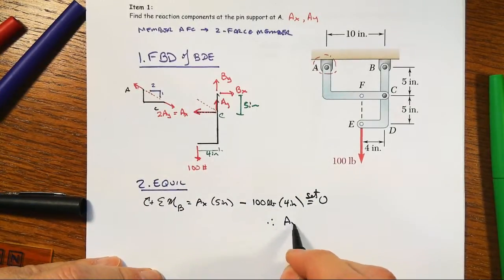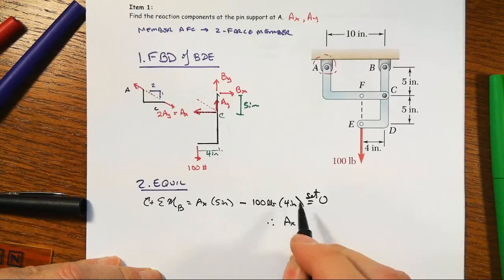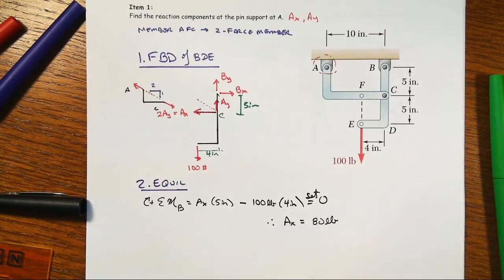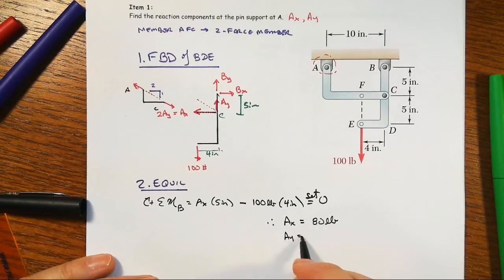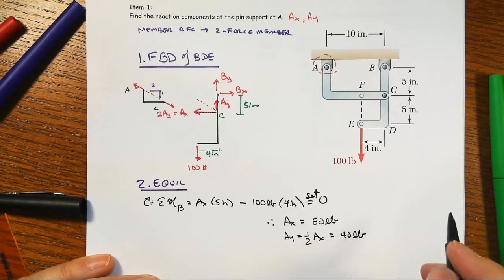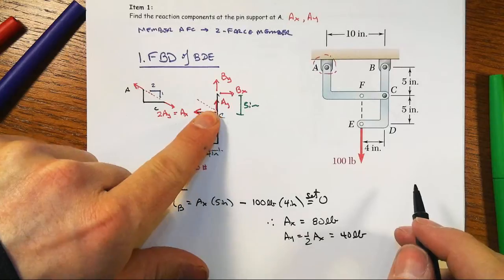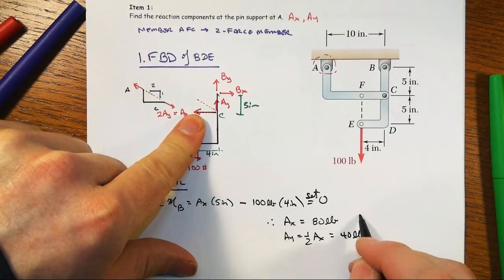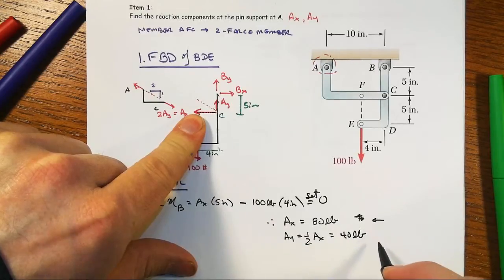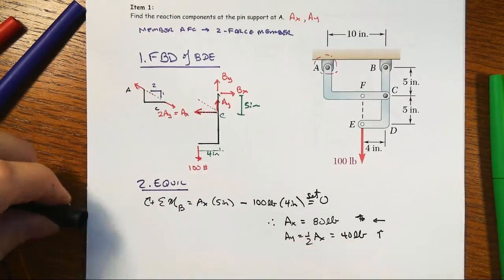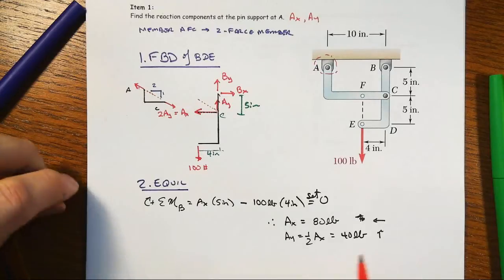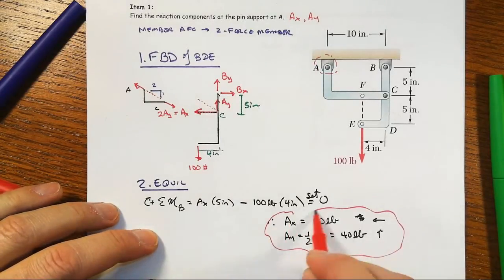Therefore, AX is going to be equal to a positive 4/5 of 100, or 80 pounds. And since AY equals 1/2 of AX, that means AY equals 40 pounds. We get positive values for both. That means they act as shown. So up, oops, sorry, it's AX to the left and AY up there. So here's ultimately, in effect, our final answer.